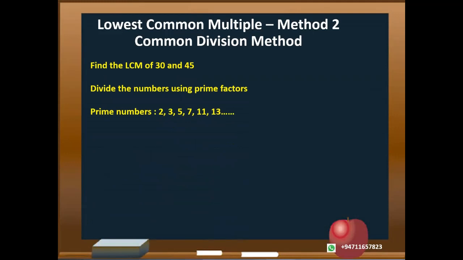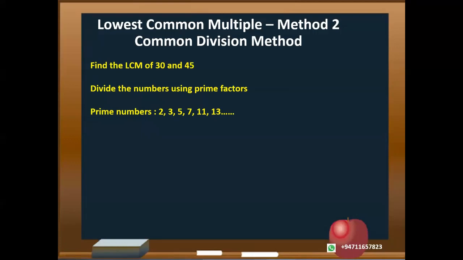As an example, we are going to find the LCM of 30 and 45. In this method, we have to use prime numbers to divide the numbers. Prime numbers have only two factors, that is number 1 and the number itself. The first prime number is 2. Then 3, 5, 7, 11, 13 are some prime numbers.